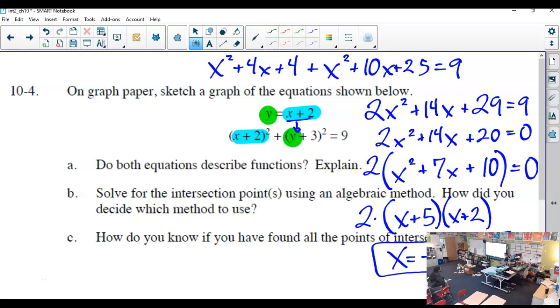So this is what we did when we made it quadratic. Then we factored out a 2. And then we found that 5 and 2 work to make 7 and 10. So then we get x equals negative 5, x equals negative 2.